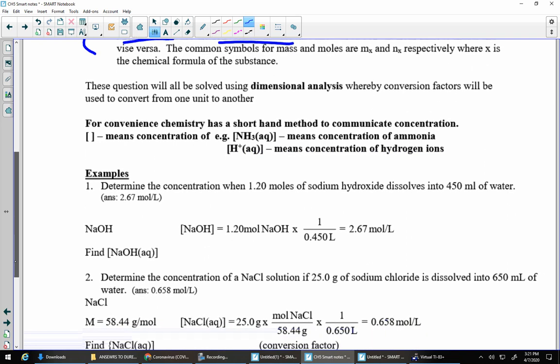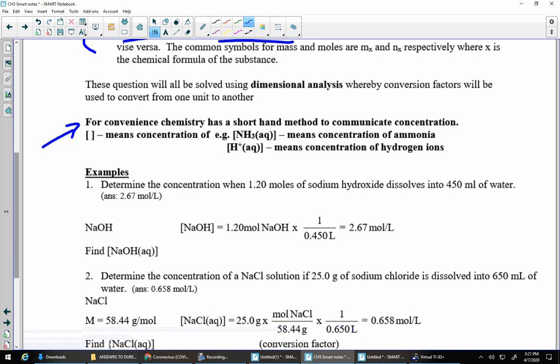Another thing that's kind of important before we jump into examples is the way that we write concentration. Writing the word concentration all the time is kind of annoying. So rather than writing the concentration of ammonia or the concentration of hydrogen ions, chemists use square brackets. So H+ aqueous in square brackets means the concentration of hydrogen ions. The NH3 aqueous in square brackets means the concentration of ammonia. So that's a little shortcut. We will be using that quite a bit here, so make sure that you're familiar with it.